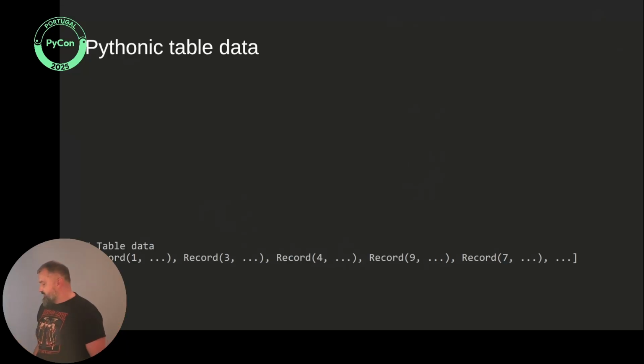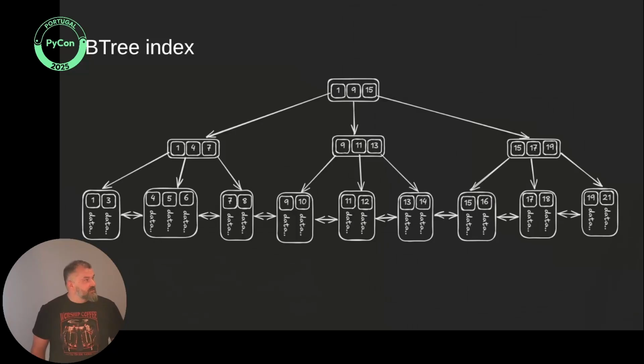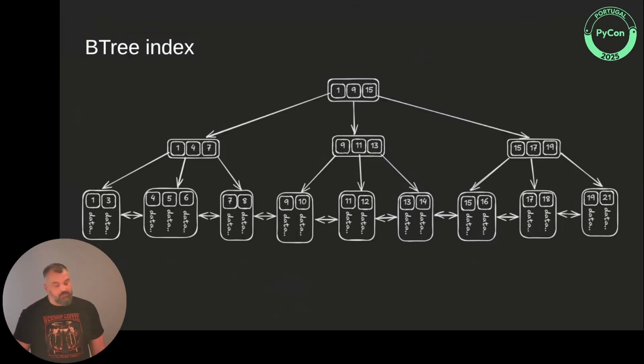Obviously, this is not fast. To speed it up, databases typically use indexes. One of the most popular are the B-tree indexes, which stand for balanced trees, not binary trees. And so those are trees.